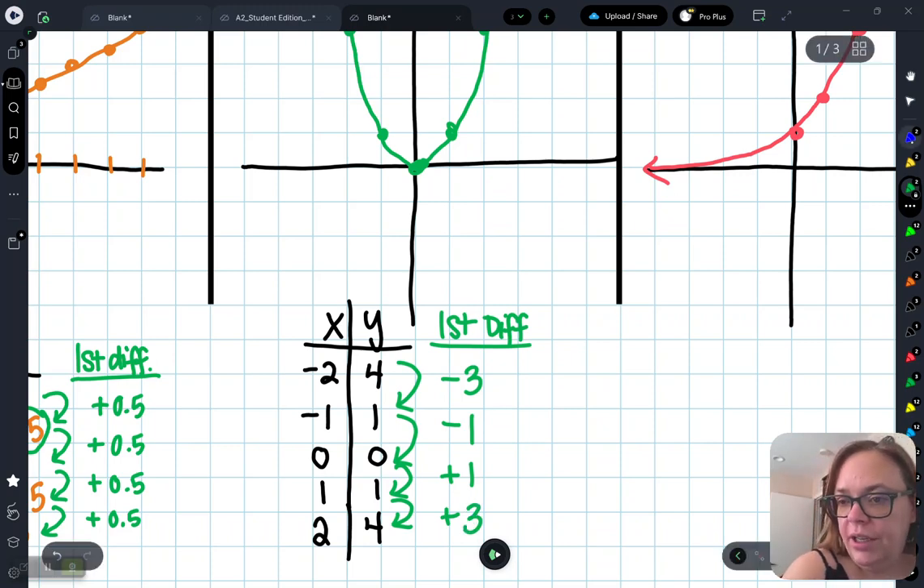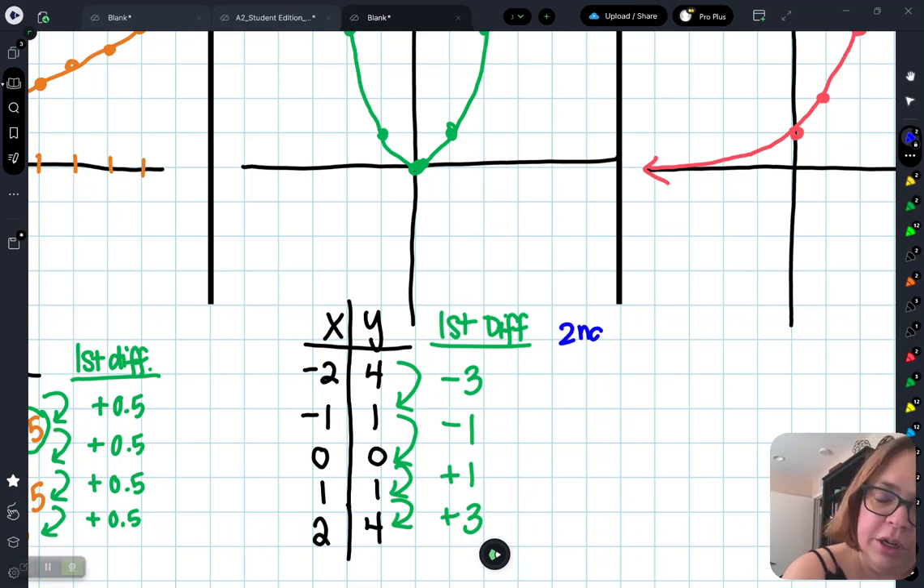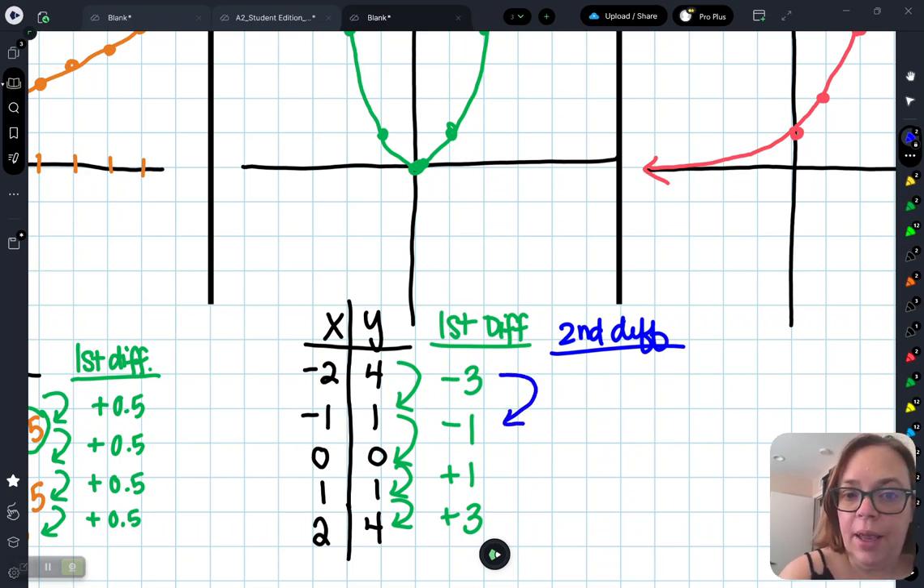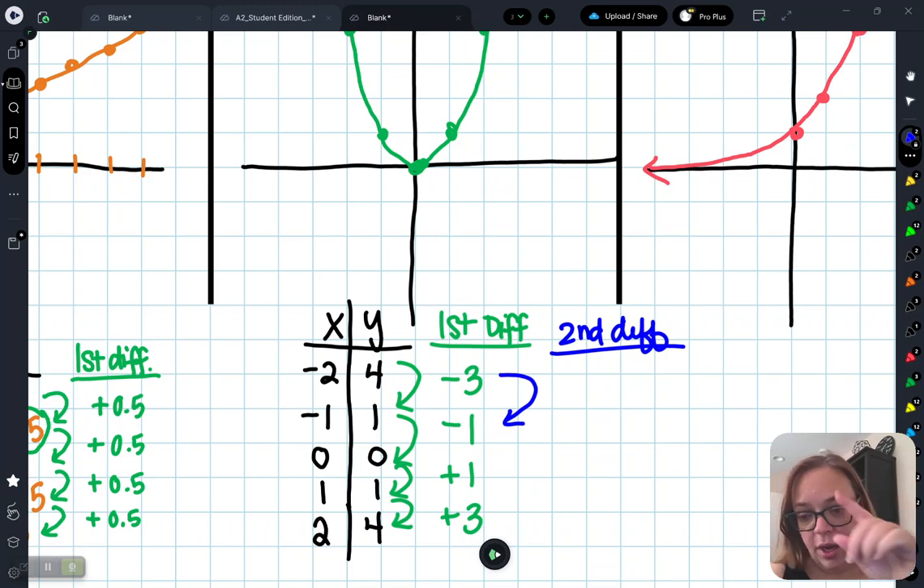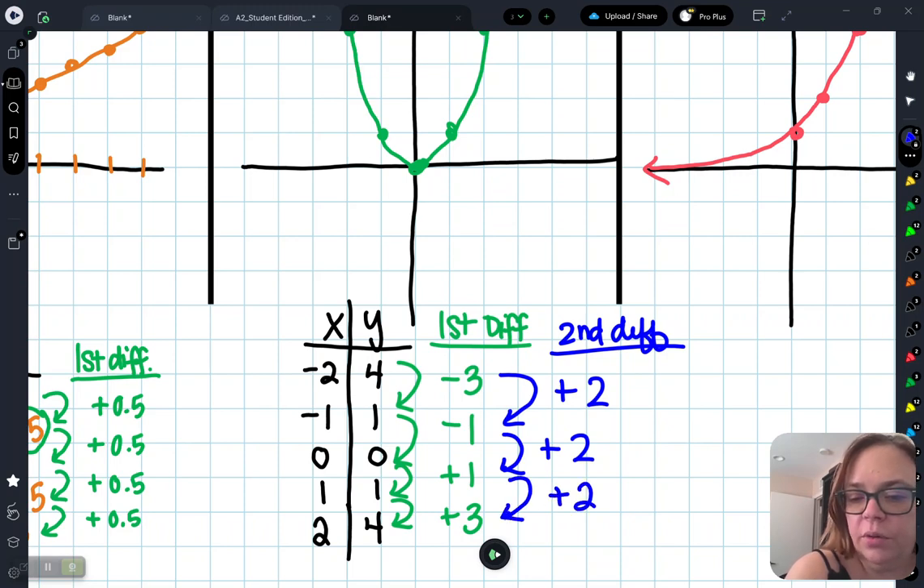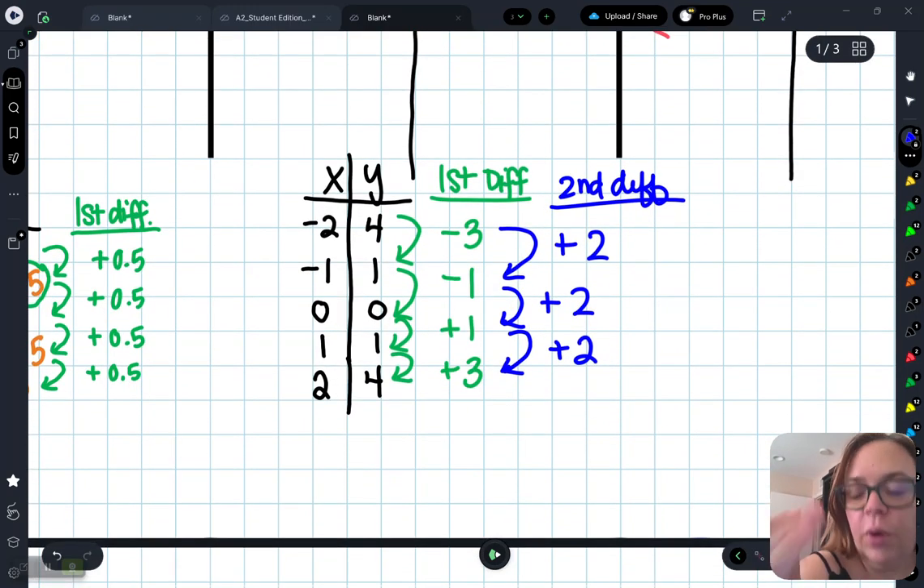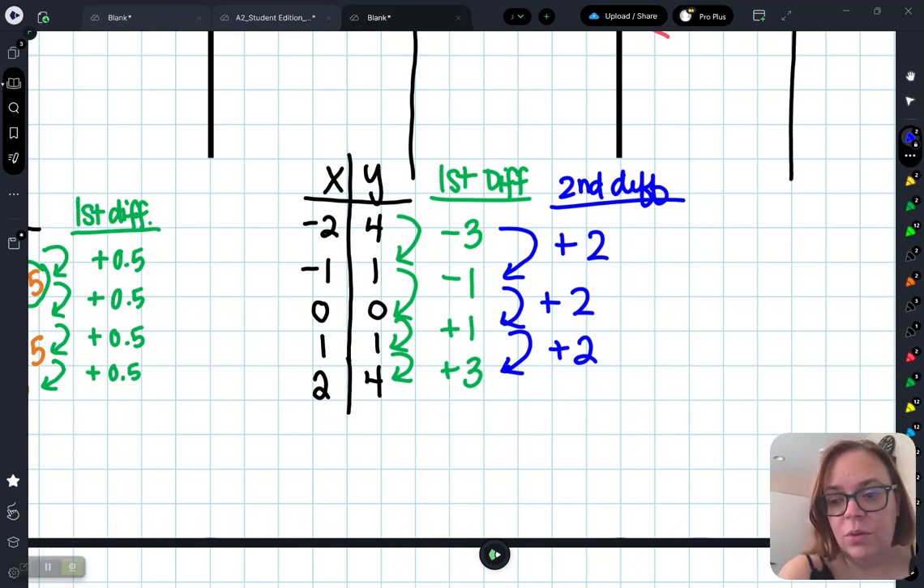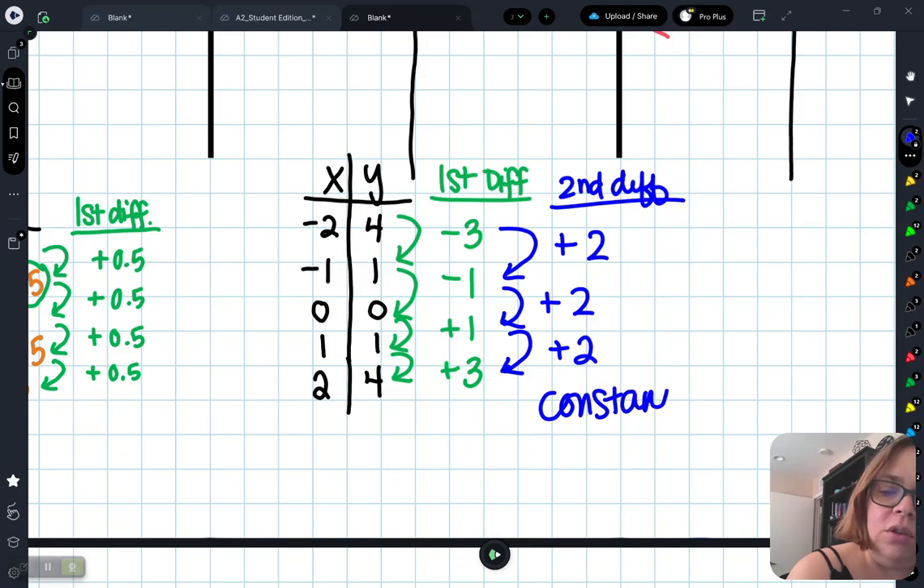Now we're going to do the second differences. I'll put it just to the right. I'm going to take -3 to -1, and ask what happened. To go from -3 to -1, it went up 2. To go from -1 to +1, it went up 2. And to go from 1 to 3, it went up 2. So we're getting 2 each time for the second differences, which means the second differences are constant. And that means that this is a quadratic.